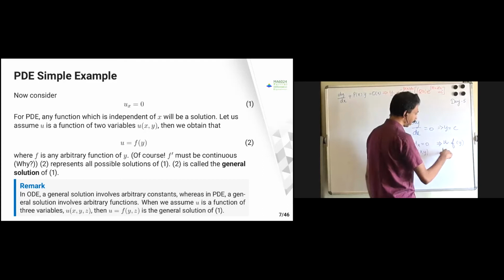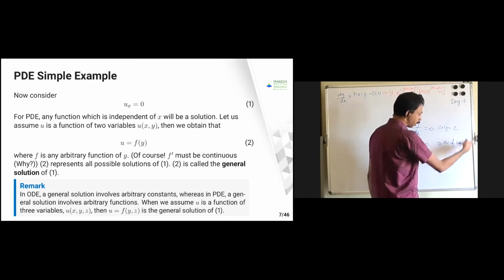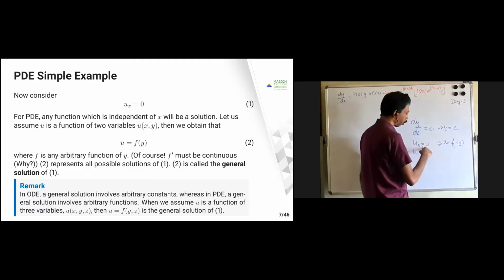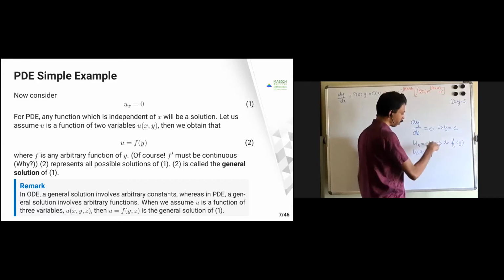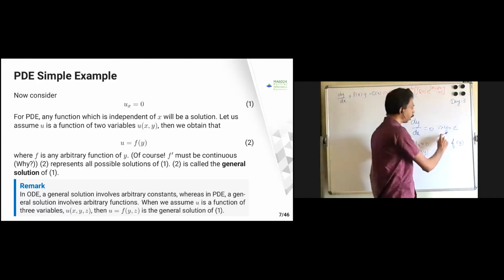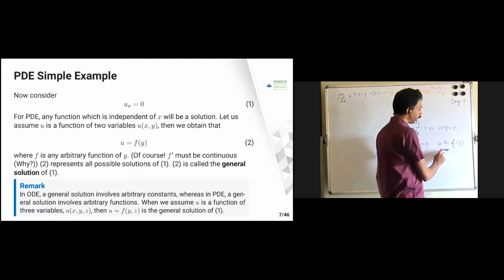If I just differentiate this with respect to x, what will happen? This is a function of y only. Therefore, you are going to get ux equal to 0. That means this equation is satisfied. So whatever you had here, y equal to c, here we are going to have u equal to f of y.